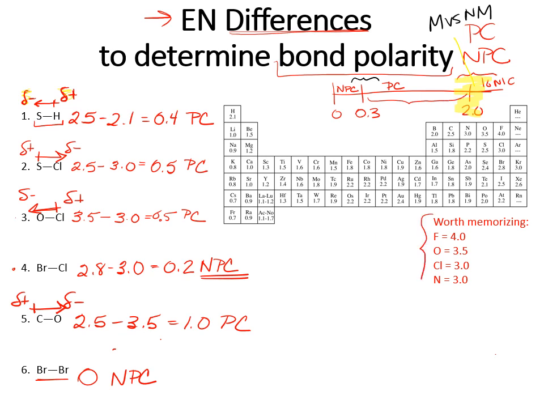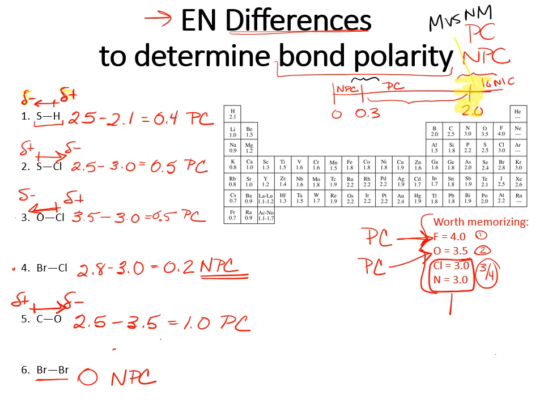Something worth memorizing are these 4. Fluorine is a 4.0, oxygen is a 3.5, chlorine is a 3, and nitrogen is a 3. Fluorine is the most electronegative. Oxygen is the second most, and chlorine and nitrogen are tied for third. So they're number 3 and 4. What this means is anything bonded with fluorine that's not fluorine will automatically be polar covalent. Anything bonded with oxygen will automatically be polar covalent.